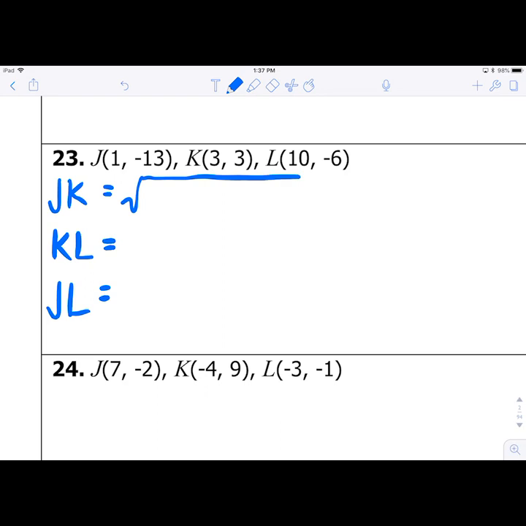Let's tackle this one. JK, the differences in the x's. From 1 to 3, that's 2 units. From negative 13 to 3, that is 16 units separated between them.